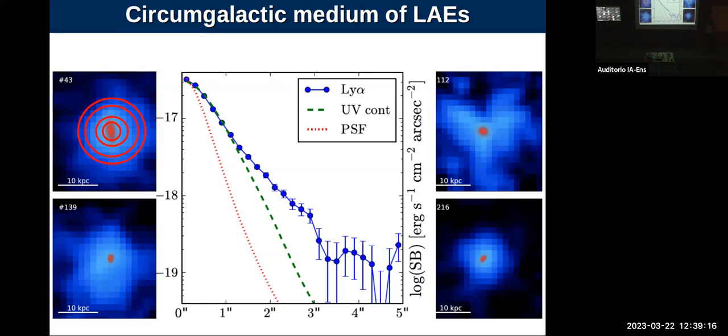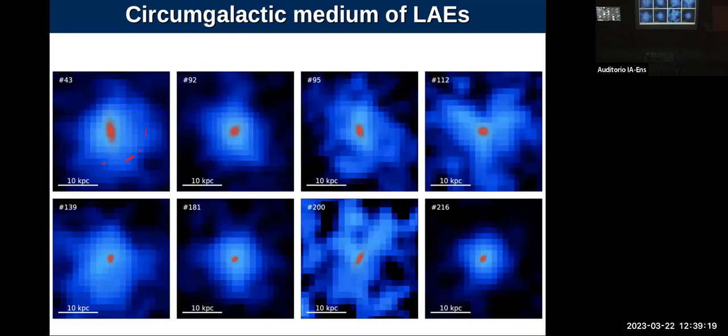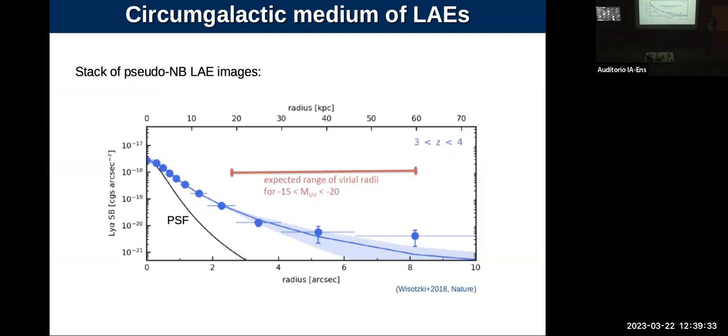So in order to counteract this, the usual thing that people do is they take all these images, they stack them all together. So basically you sum up over all the flux of these Lyman-alpha emitters, and you obtain a single profile for the whole sample. So this is the kind of Lyman-alpha surface brightness profile that you obtain when you stack all those images together. And again, you see the clear extension if we compare it with the point spread function there.